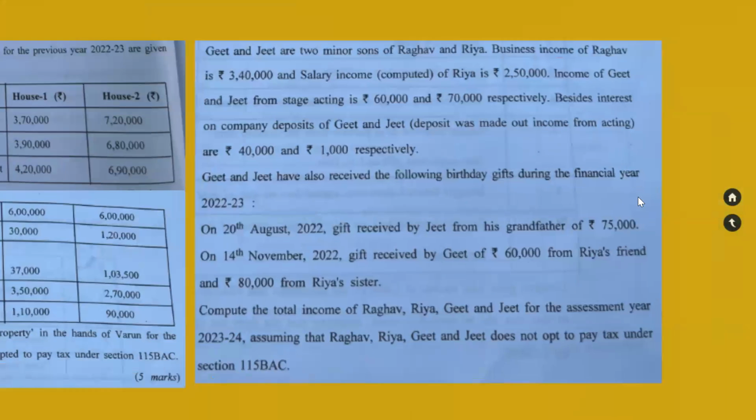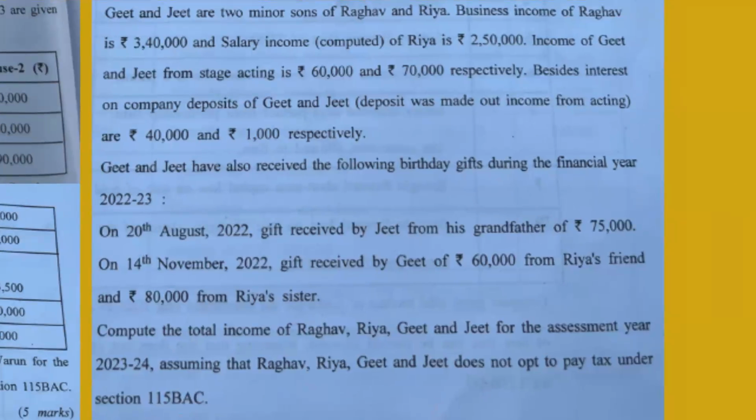Moving further, the next question is on the clubbing provisions. Here, it is having two minor children's income. There are 6-7 pointers. If you remember those 6-7 pointers, this would have been a very easy cakewalk, and this could have been answered in less than 3 to 4 minutes. And the question was all about 4-5 pointers that they have asked for.